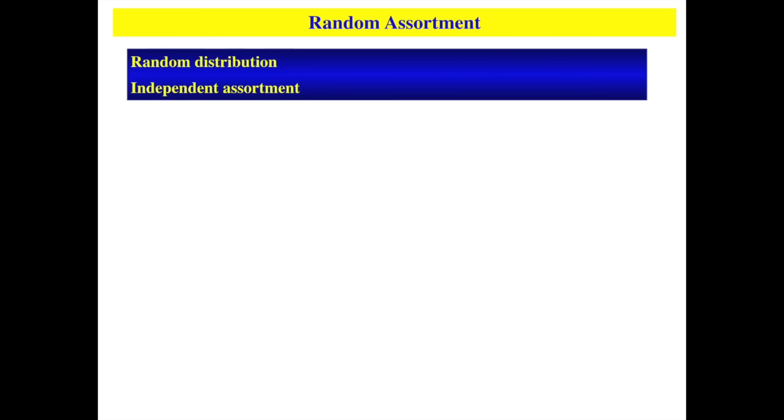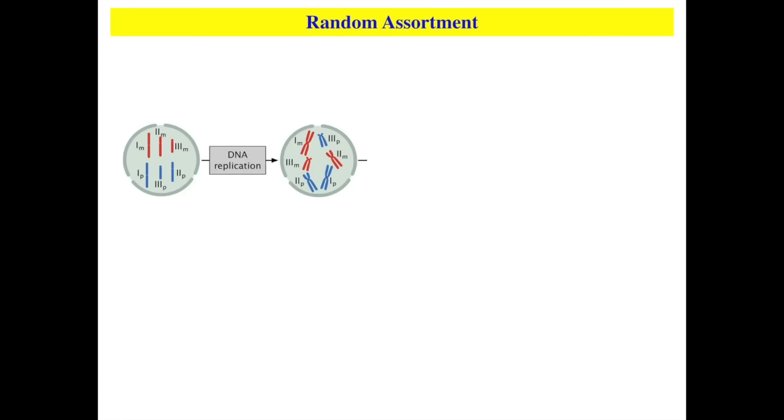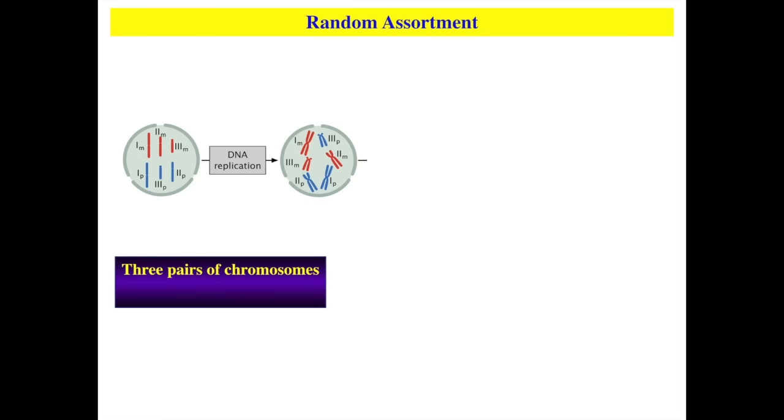Another way to create genetic diversity during meiosis is random assortment. This is the random distribution of chromosomes which independently assort. Let's say you have 3 pairs of chromosomes. DNA replication would occur, and the chromosomes would randomly assort. This would lead to a possibility of 8 different gametes. And let me show you how.